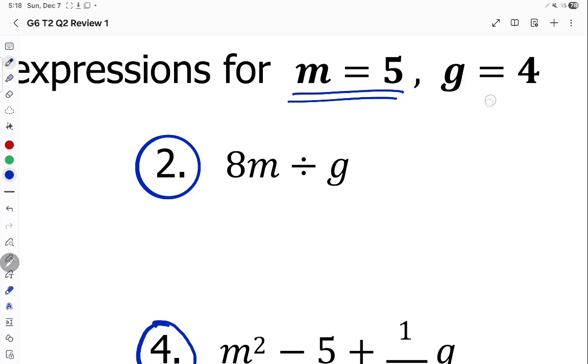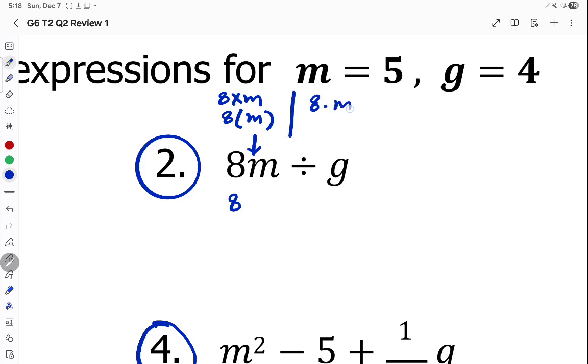I know my g is 4, correct? So I will write 8m. By the way, 8m means 8 times m, and 8 times m, you can also write as 8 parenthesis m, or 8 dot m. They all mean 8 times m. Keep this in mind because you will have questions like that quite often in solving algebraic expressions. So a number and a variable, 8m, means 8 times m.